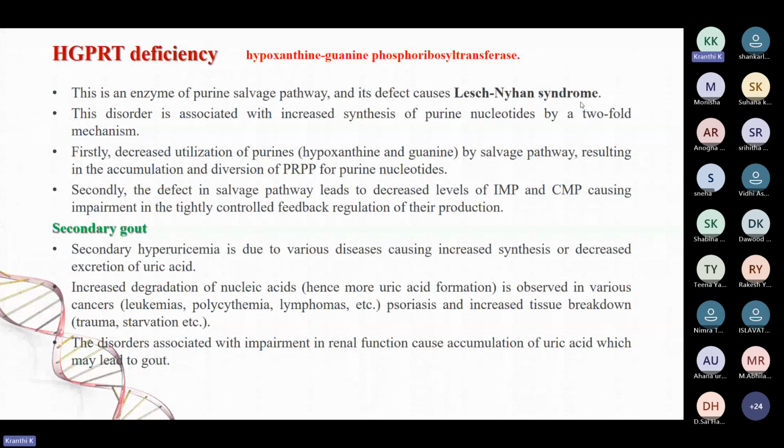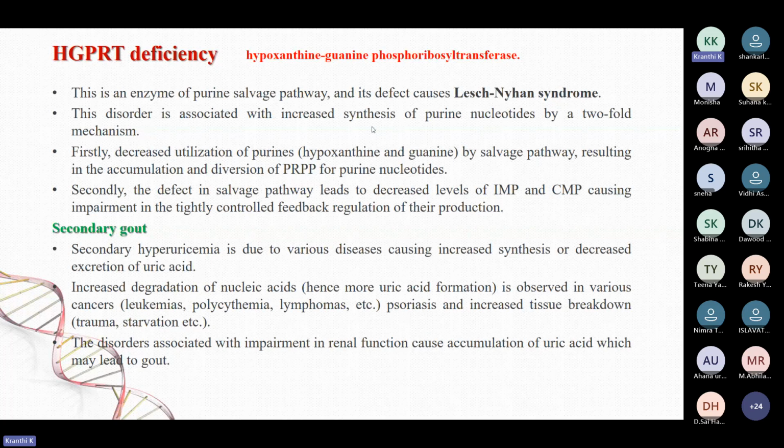What is Lesch-Nyhan syndrome? Actually, Lesch is a medical student, and Nyhan maybe the research guru, or maybe his professor. So both the student and professor invented this one. They observed this, so that is the reason this syndrome came on their names, Lesch-Nyhan syndrome. This is an enzyme of the purine salvage pathway. What is the enzyme? HGPRT.